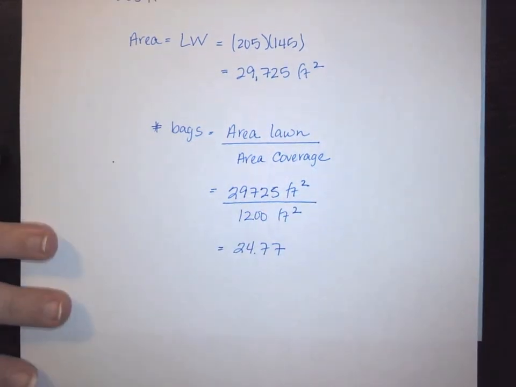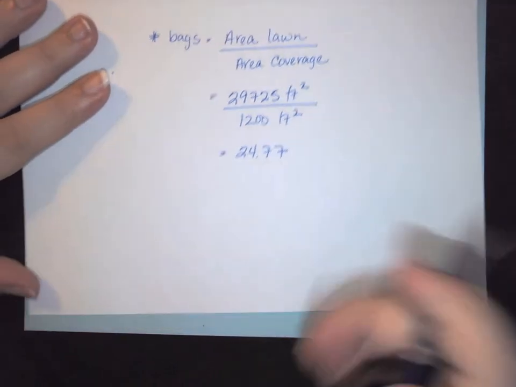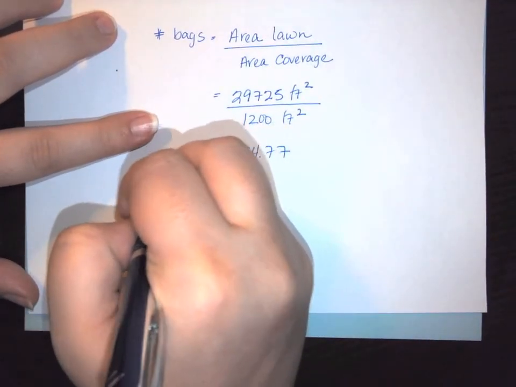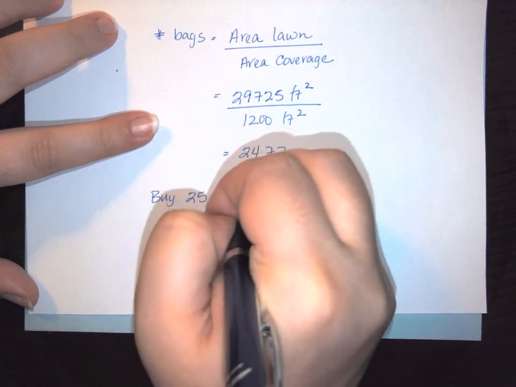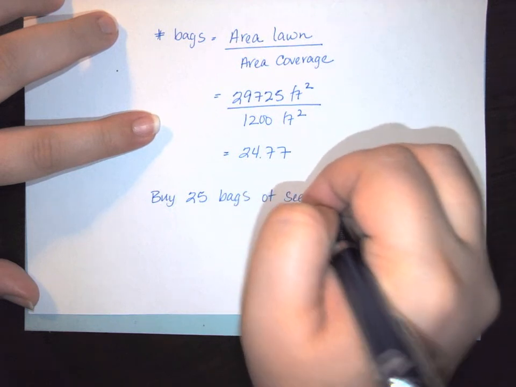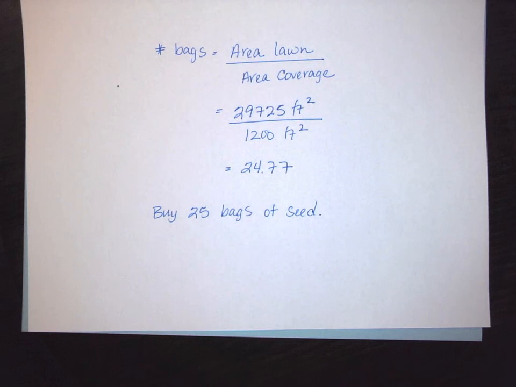And here's where some logic is going to come into place. When you go and buy grass seed, you can't buy part of the bag. So the actual answer here is that you would buy 25 bags of seed. Okay. So sometimes in math you do have to use a little bit of common sense in order to get to the answer that you are looking for.